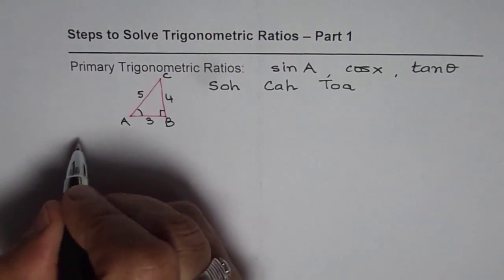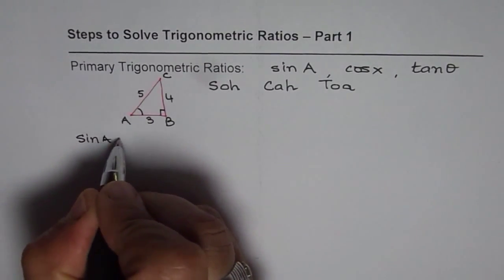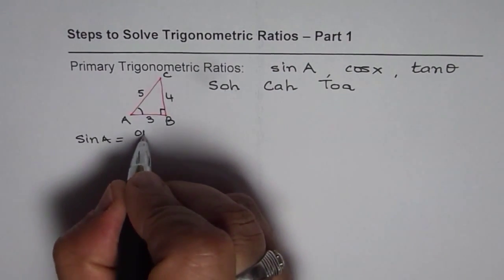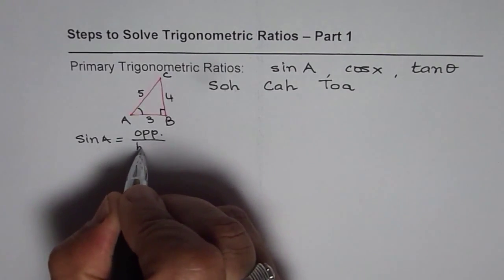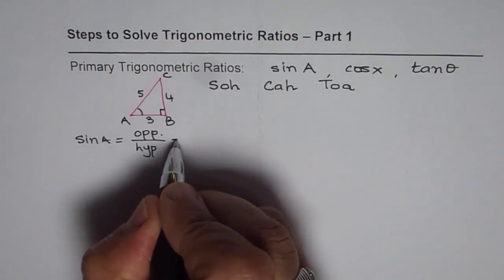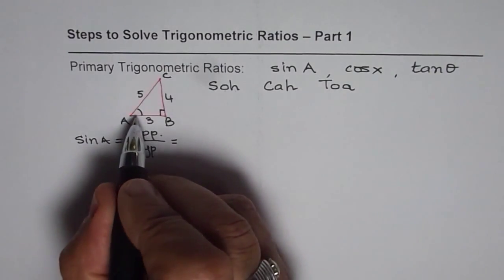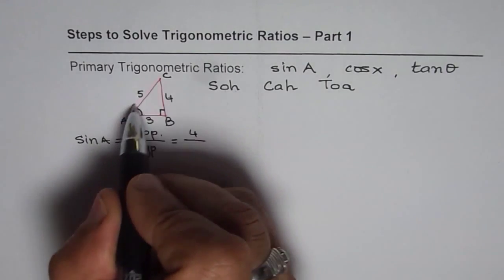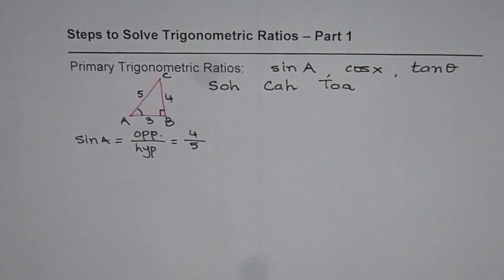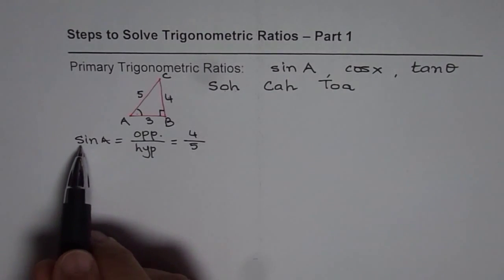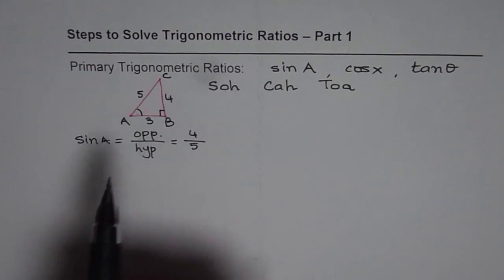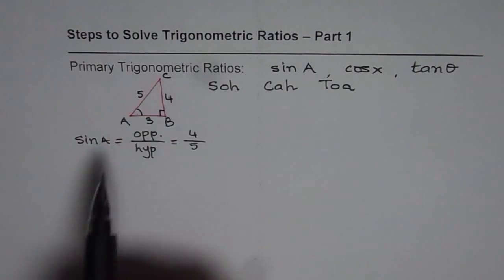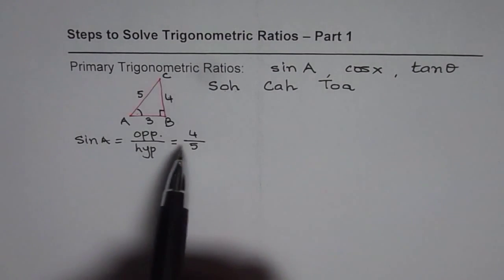Since I want to calculate sine A in a triangle, I can find the ratio of opposite over hypotenuse for this given angle. Opposite to A is 4, and the hypotenuse is the longest side, 5. So 4 over 5 is sine A. I found the trigonometric ratio sine A. That is what we mean by steps to solve trigonometric ratios. So these are the steps: look at the triangle, and from the definition you can find it.